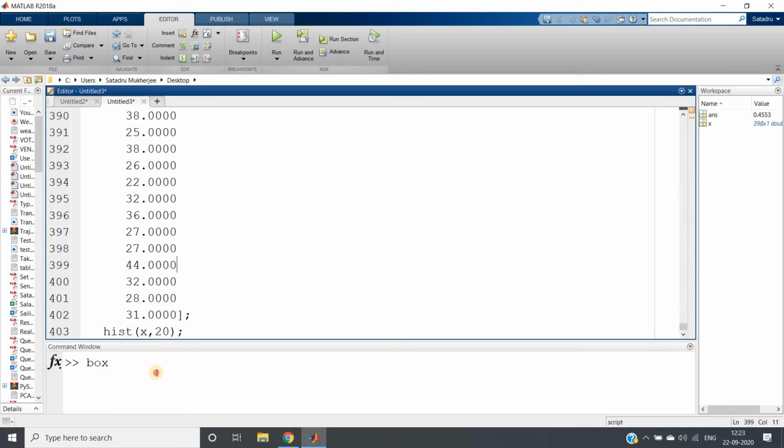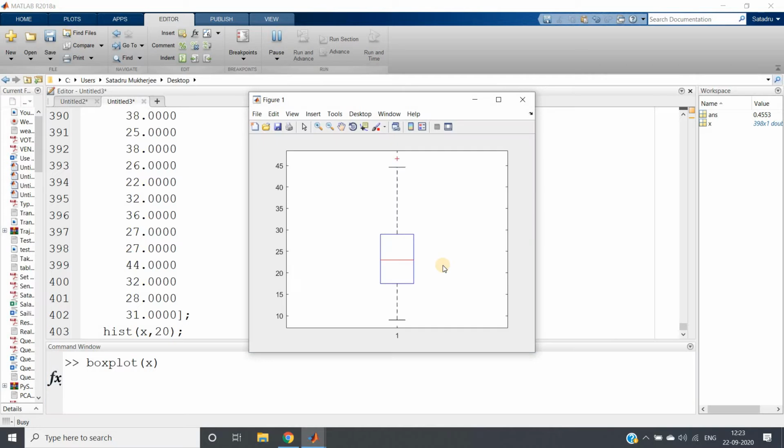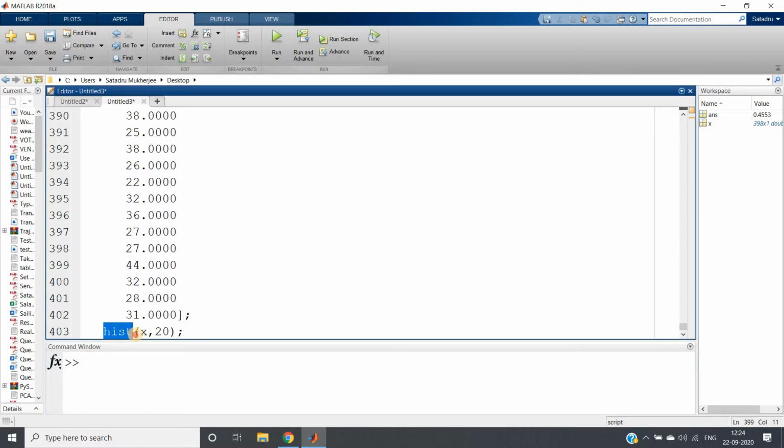Let us verify with a box plot. Box plot of x. Run it, and in the box plot you will see a positive plus symbol at the higher part. That clearly indicates outliers are present at higher values, positive outliers. So we can get a clear idea of the outlier direction from the distribution.